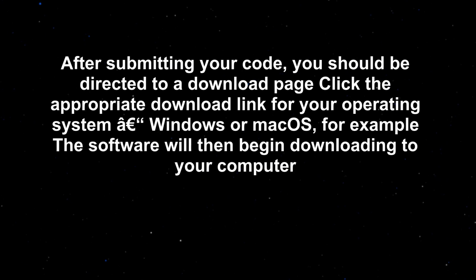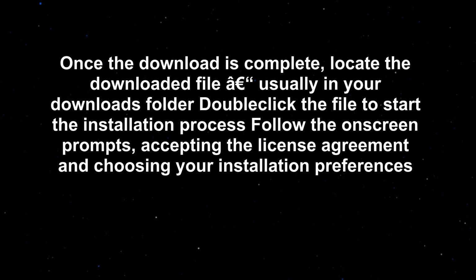Click the appropriate download link for your operating system. Whether you're on Windows or Mac OS, for example, the software will then begin downloading to your computer. Once the download is complete, locate the downloaded file. It's usually in your downloads folder.